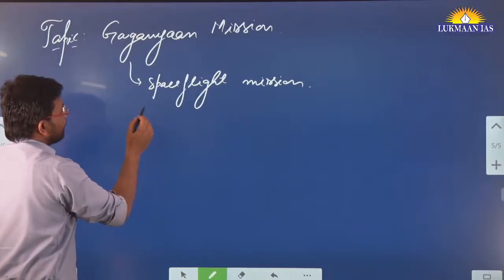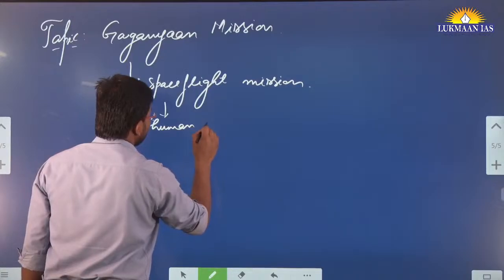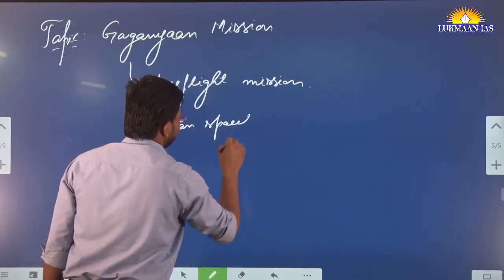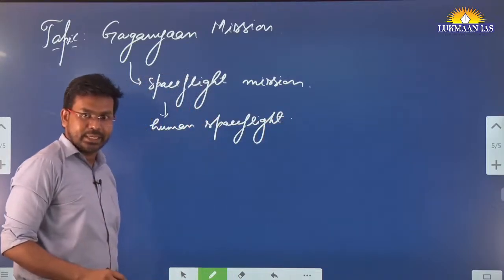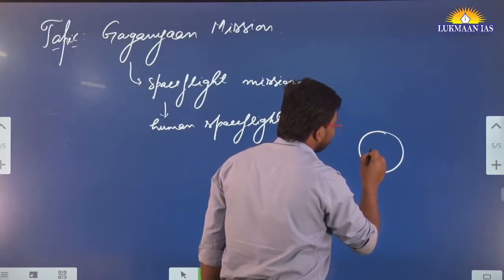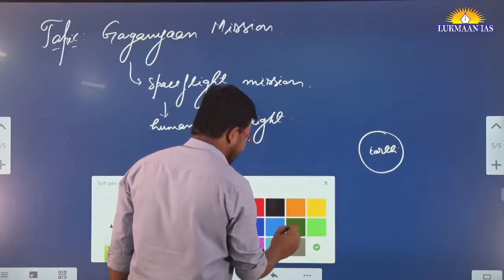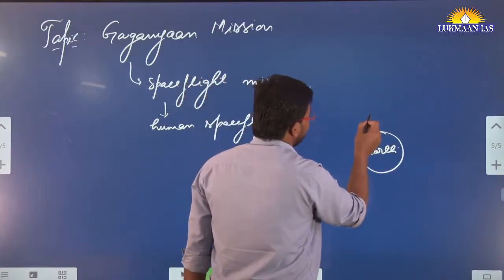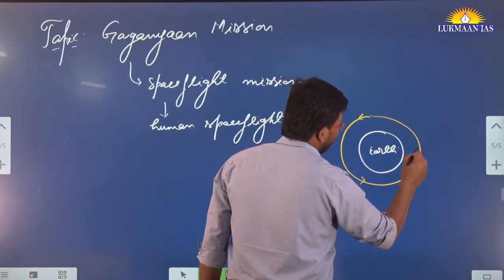So this Gaganyaan mission is going to be a human space flight mission. We are going to send human beings into space. For example, if this is the Earth, we are going to send astronauts, we are going to send people, in an orbit which is known as low Earth orbit.